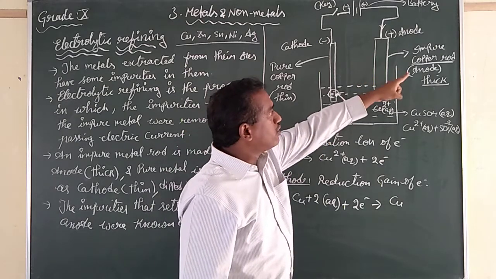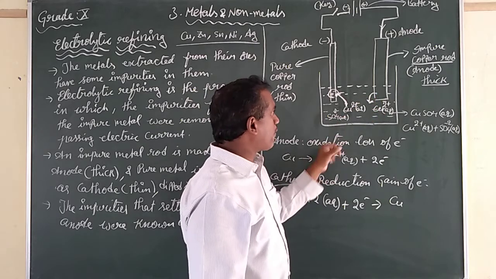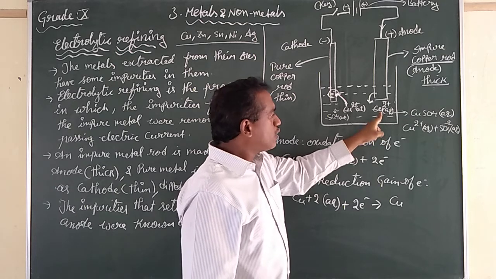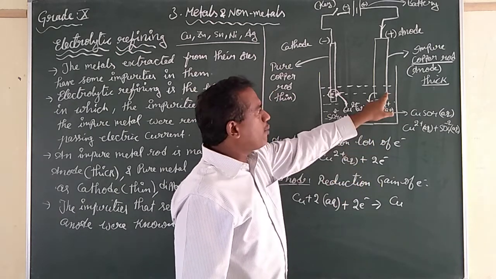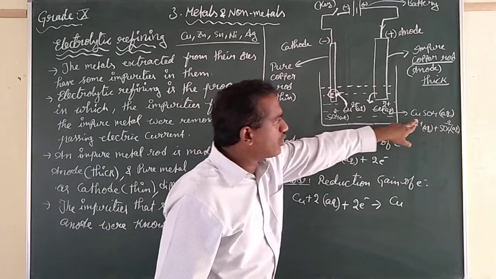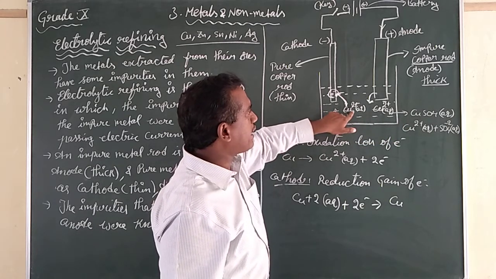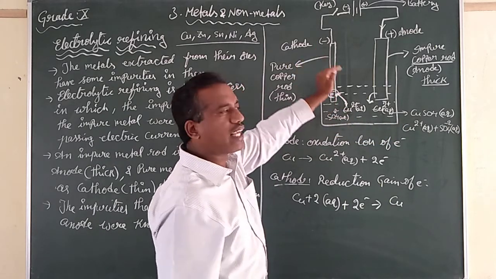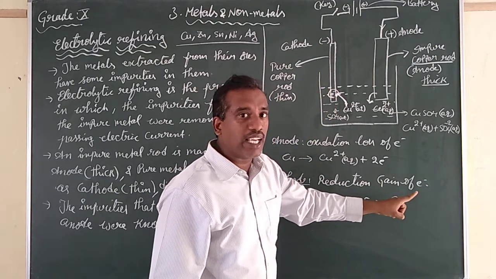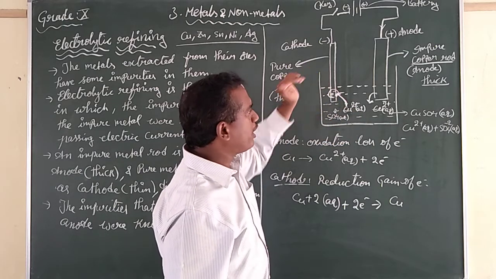I am repeating the point again. At the anode, the impure copper metal will undergo oxidation. The copper from there will lose 2 electrons and jump into the solution as Cu2+ ions. The copper sulfate solution, which already has Cu2+ ions, will be attracted towards the electrons at the cathode. Cathode means negative charge. At the cathode, reduction takes place, that is, gain of electrons. These ions gain the electrons and deposit.